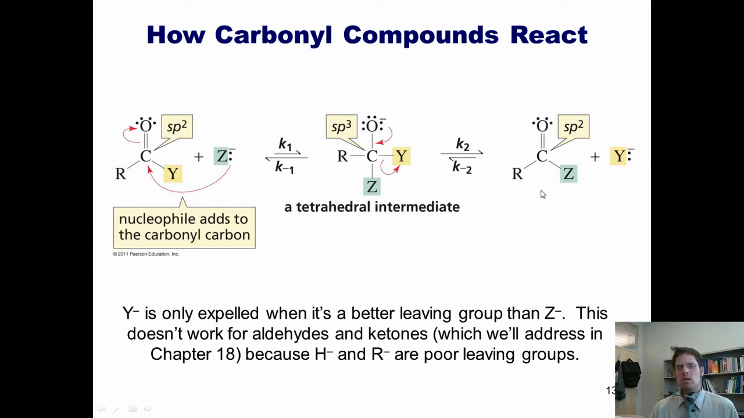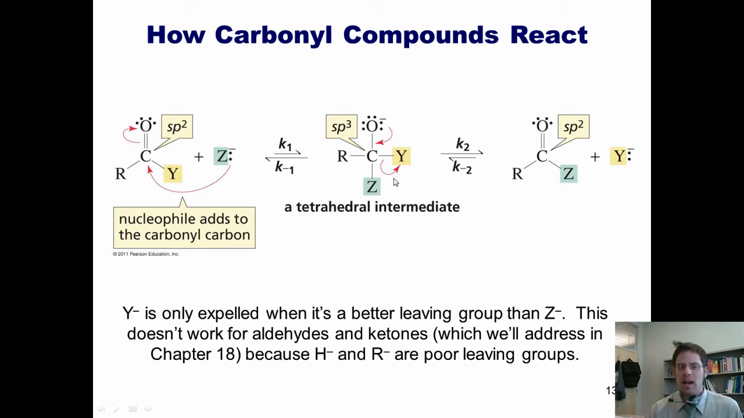Now I have to warn you that Y- will only get expelled if it's a better leaving group than Z-. If Z- is a better leaving group than Y-, then when the minus charge on the oxygen comes back down, it will actually kick off Z-, reverting back to the starting material, instead of kicking off Y-.